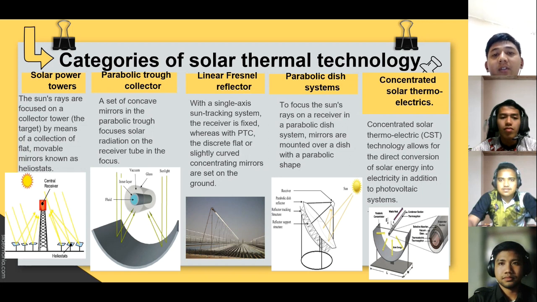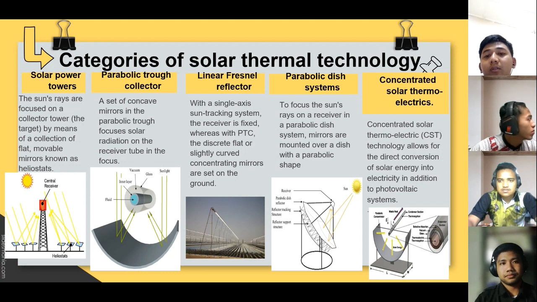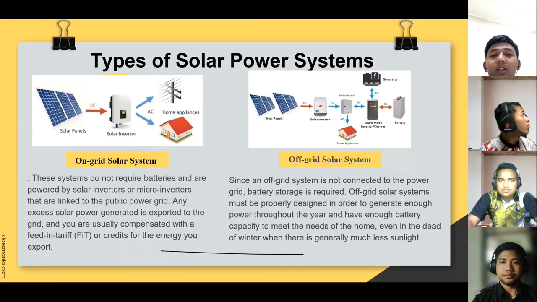Third, linear Fresnel reflector. With a single axis sun tracking system, the receiver is fixed, whereas in the PTC, these discrete flat or slightly curved concentrating mirrors are set on the ground. For the fourth, in a parabolic dish system, mirrors are mounted over a dish with a parabolic shape to focus the sun rays on a receiver. And for the fifth, concentrated solar thermoelectric technology allows the direct conversion of solar energy into electricity, in addition to the photovoltaic system. Next, I would like to present.